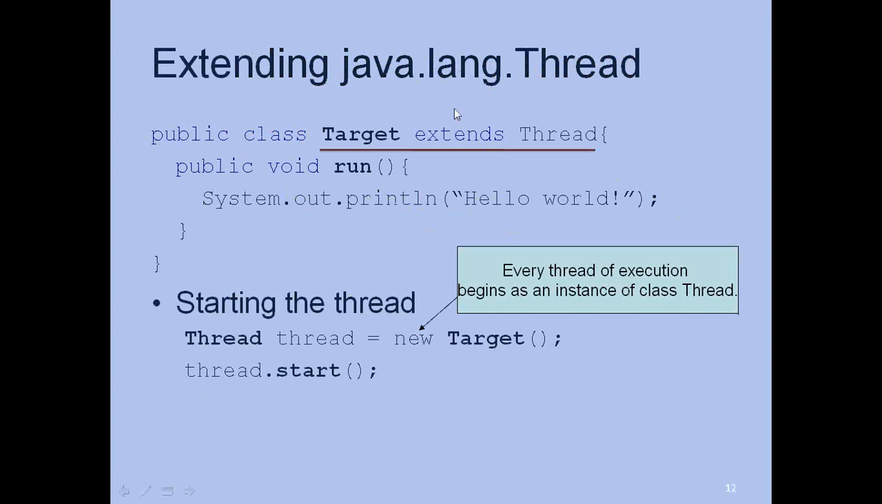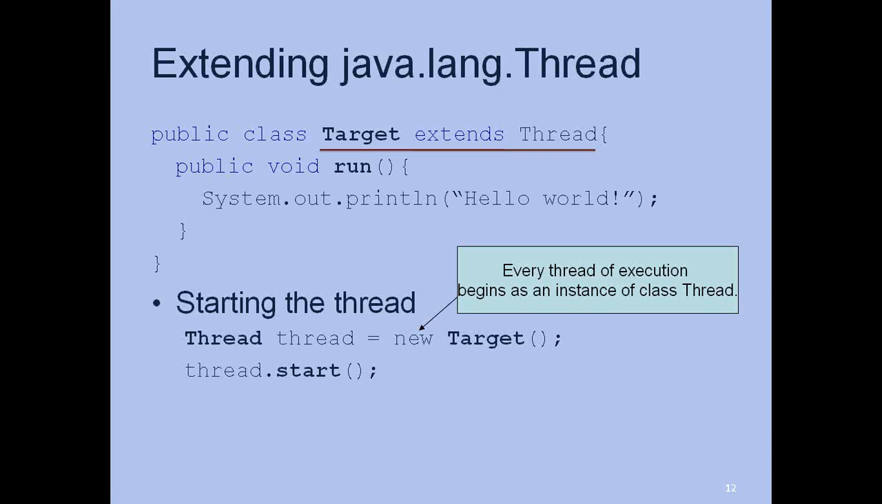See, the first one, by extending Thread, you have seen, let's suppose you have a class called Target, and Target extends Thread, and you have a run method, and in the main method you do thread equal to new Target. So now you get the thread object because the Target class extends the Thread class. Nothing has happened until you do thread object dot start. This start method will internally call its run method.